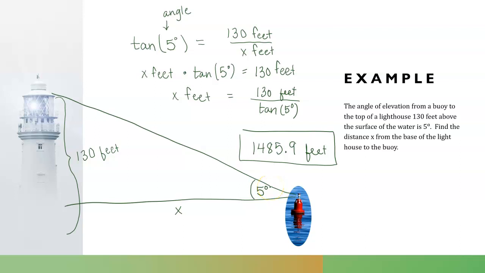Now, I want to emphasize that this triangle is not drawn accurately because this is a lot more than 5 degrees. Since 5 degrees is a very small angle, it makes sense that this would be a lot bigger, keeping in mind that this angle would then be 85 degrees. So the side opposite that angle is going to be much larger than 130 feet.